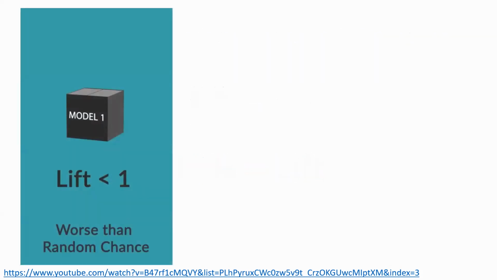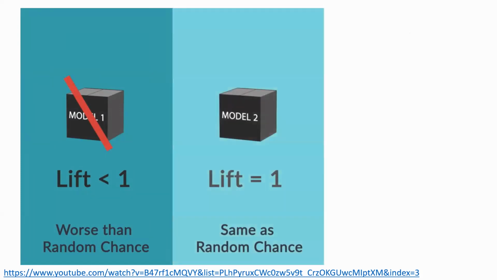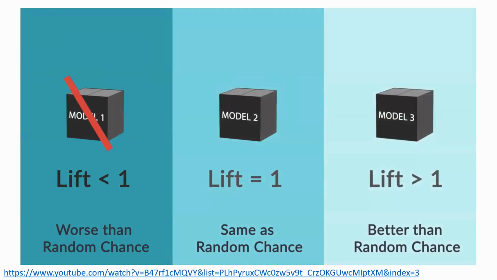A model with a lift of less than 1 is worse than random chance. Don't use this one. A model which is no better and no worse than chance alone has a lift of exactly 1. A model with a lift greater than 1 is performing better than chance alone.